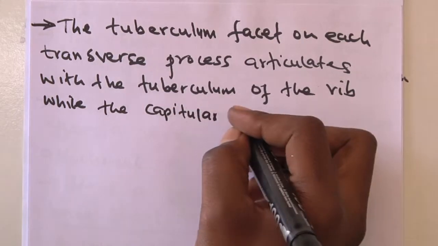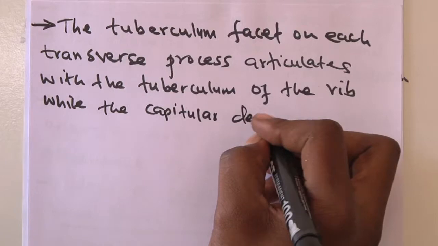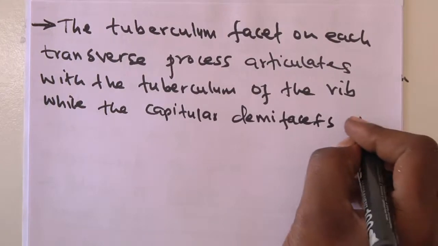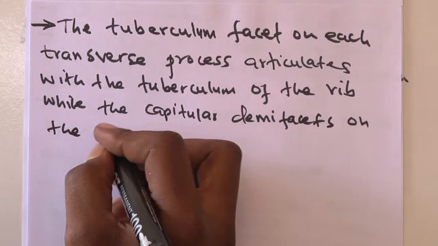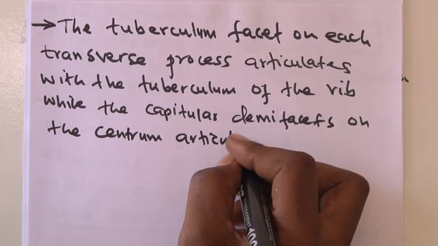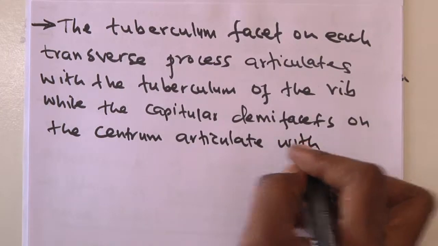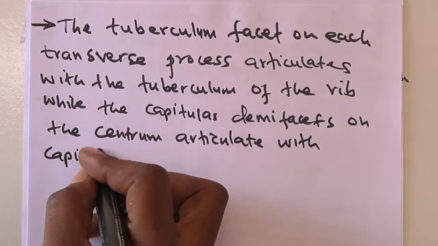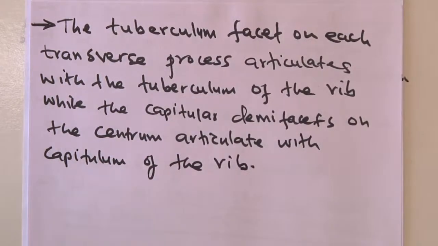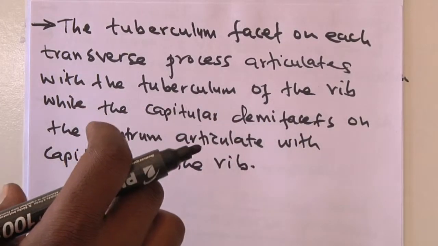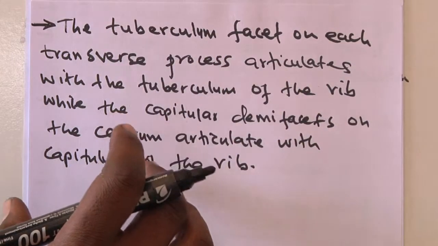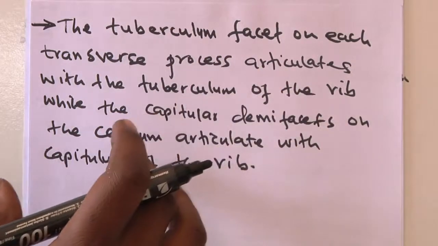or what you call the capitular demifacets. Demi means half. Demifacets on the centrum articulate with the capitulum of the rib. What do we mean by this articulation of the rib and the thoracic cavity, either on the tuberculum and the capitulum? What you call the tuberculum and the capitulum.